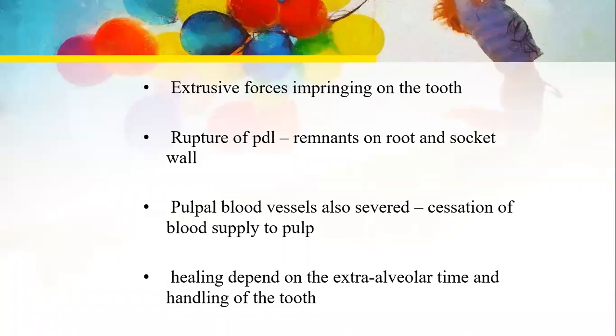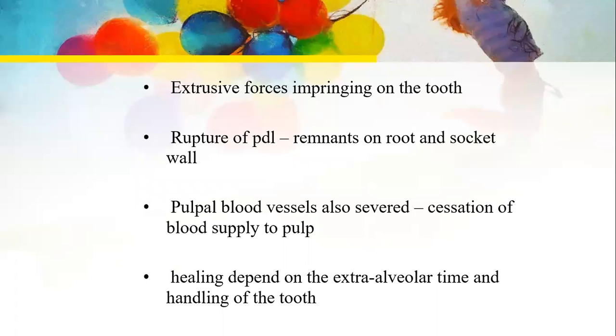What happens once a tooth gets avulsed? When trauma occurs, extrusive forces impinge on the tooth. This causes rupture of the periodontal ligaments, and remnants of the ruptured periodontal ligaments will be found on the root and socket wall. Pulpal blood vessels are severed and the blood supply to the pulp ceases. Healing is dependent on the extra-alveolar time and the handling of the tooth.